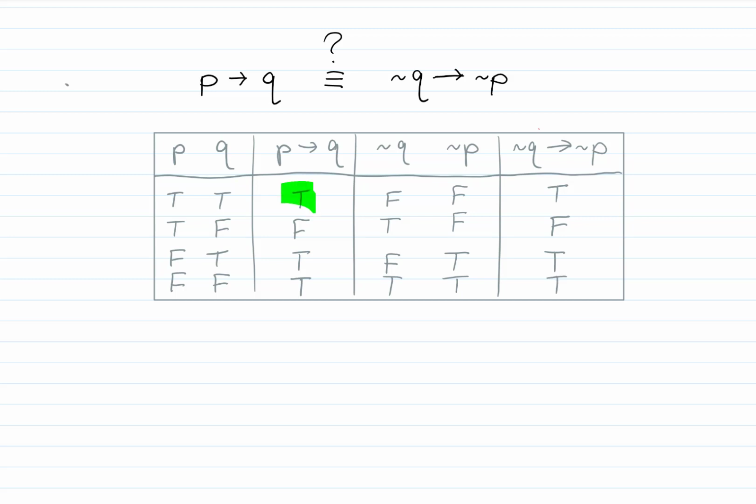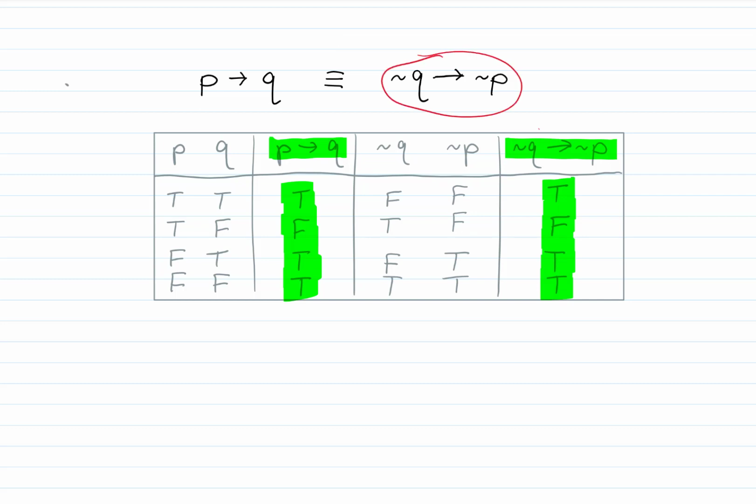And now we compare this column and this column. And what do we see? They're identical. So that statement is equivalent to that statement. This is called the contrapositive of this. They are contrapositives of each other. Contrapositives are logically equivalent.